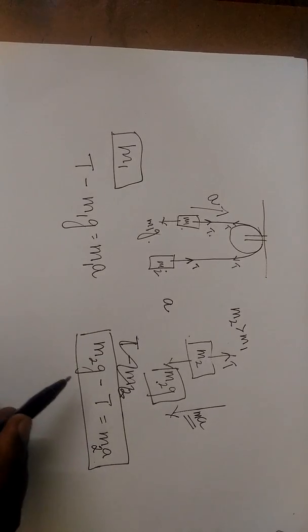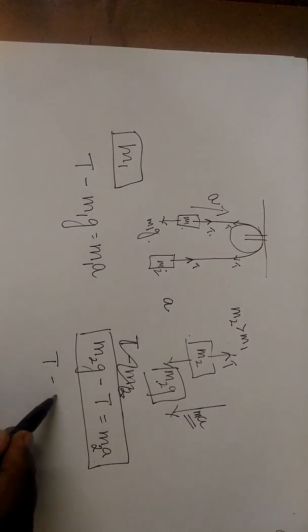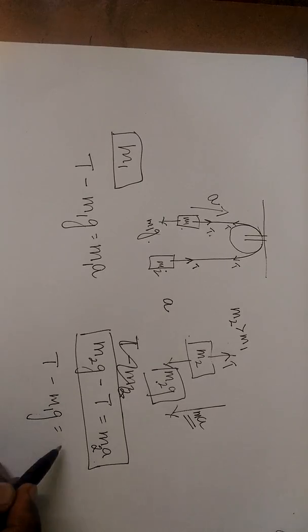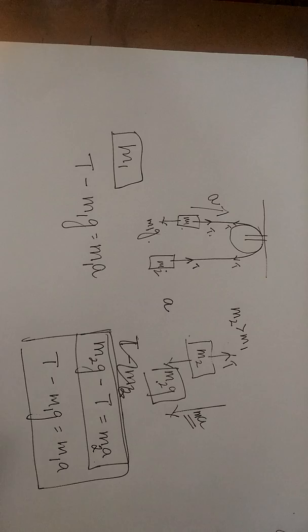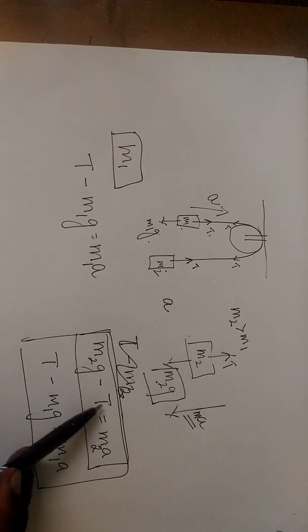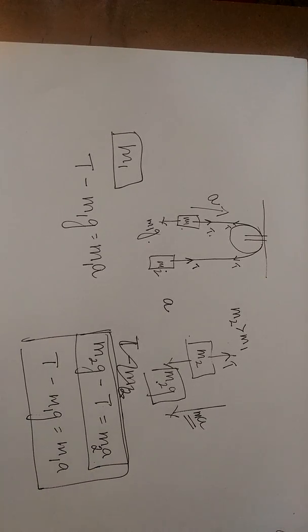So now we have two equations. M2G minus T equals M2A, and T minus M1G is equal to M1A. Now if I solve these two, I'll be able to find the values of the tension and the acceleration. You have two equations, two unknowns.